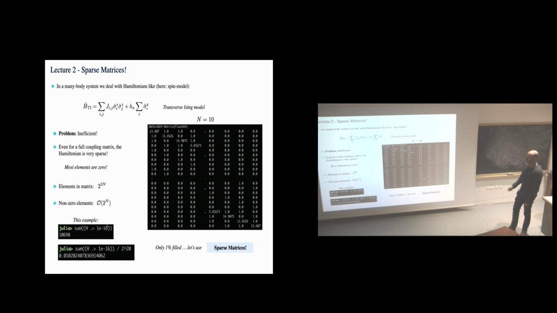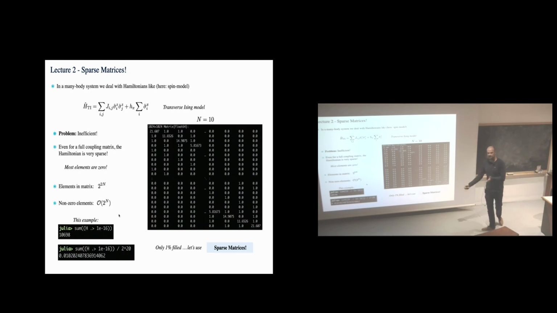Here I take this matrix, and this is a simple command to check how many values in this matrix are larger than 0. 0 I define again by my numerical threshold, that comes from the precision that I introduced in the first lecture. I get this small number, I divide it by 2 to the 20, which is 2 to the 2n, and I see that only 1% of the numbers are actually non-zero.